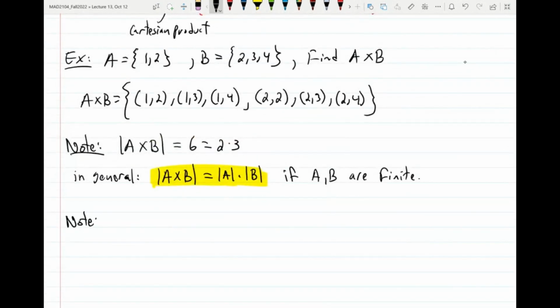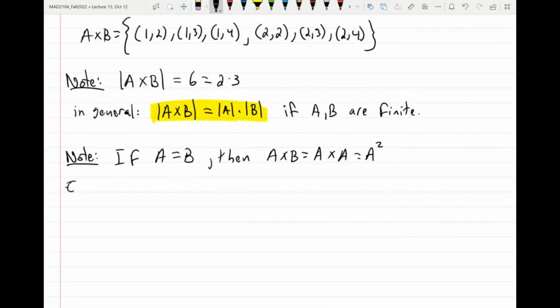So note, if A equals B, then A cross B, of course, will just be A cross A. And for this case, we have a special notation. Guess what that is? How do you think we write this? A squared. But you need to understand that when you write this, this is a set, right? So this means the Cartesian product of a set with itself. In other words, these are all ordered pairs that you can make where the first and second element are coming from A. Okay?